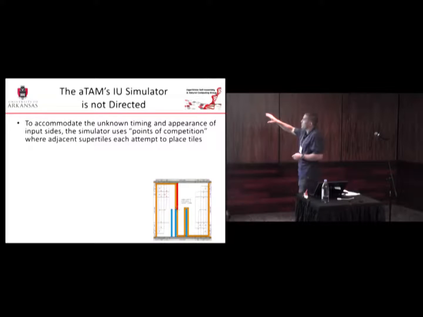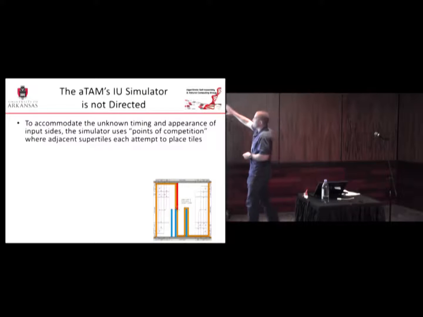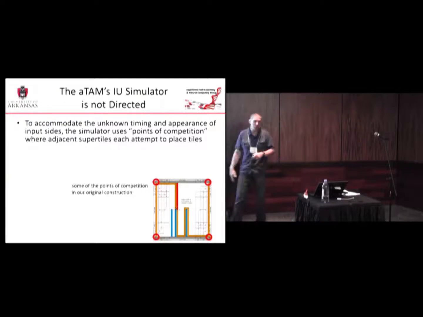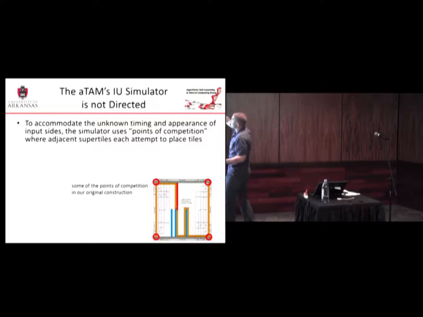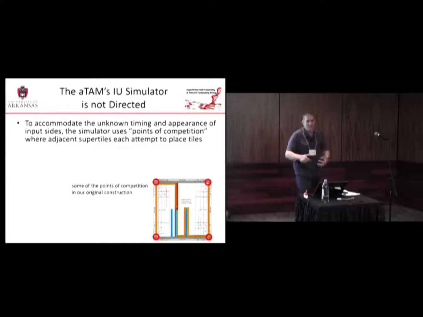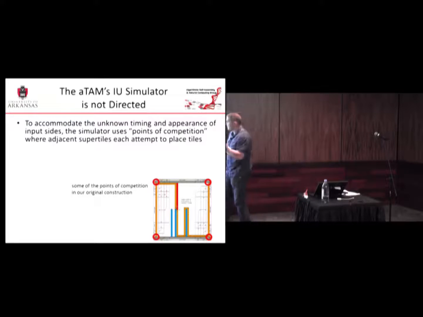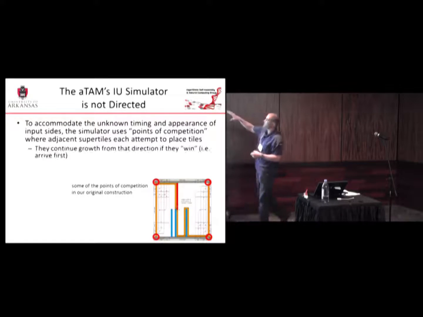To accommodate that, we used what we called points of competition. There are many of them in our construction, but they're especially on the corners. For instance, we made it such that as a super tile is growing from this direction, it is basically racing to place tiles at points of competition. If it's the first one to place a tile there, then the protocol dictates that growth beginning from there goes around and aggregates information and determines the evolution of the super tile. But it's all based on timing, on who gets there first.